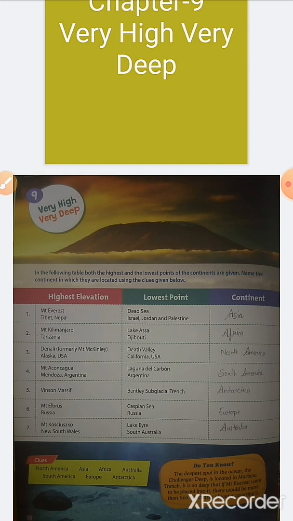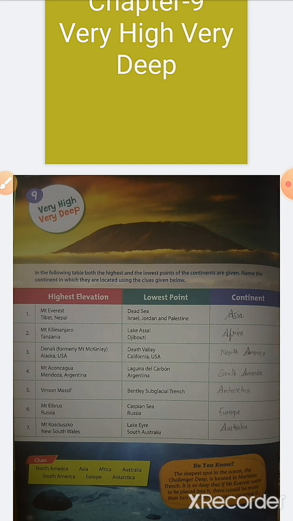Number second, Mount Kilimanjaro, Tanzania. Mount Kilimanjaro is a dormant volcano in Tanzania. Means Mount Kilimanjaro is an inactive volcano in Tanzania, Africa. So Mount Kilimanjaro is the highest elevation for Africa continent.